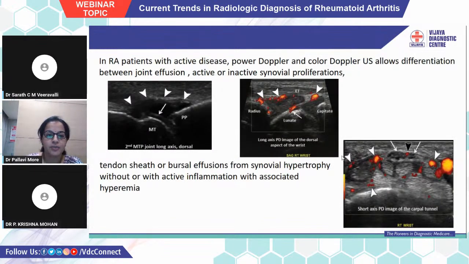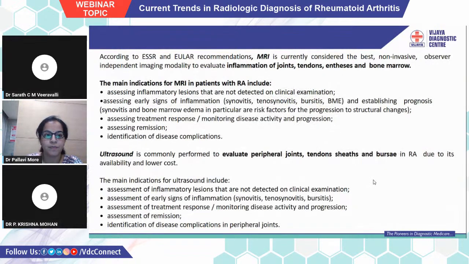In rheumatoid arthritis patients with active disease, power Doppler and color Doppler ultrasound allow differentiation between joint effusion and synovitis, active or inactive synovial proliferation, and tendon sheath and bursal effusion from synovial hypertrophy with or without active inflammation with associated hyperemia.